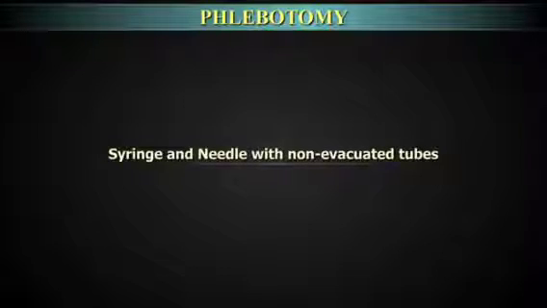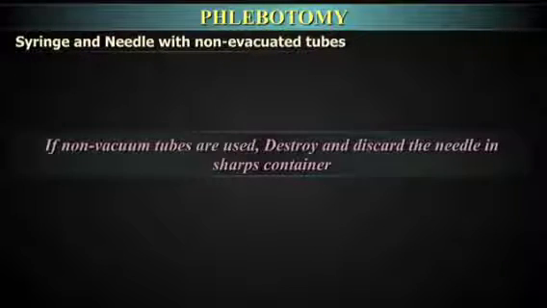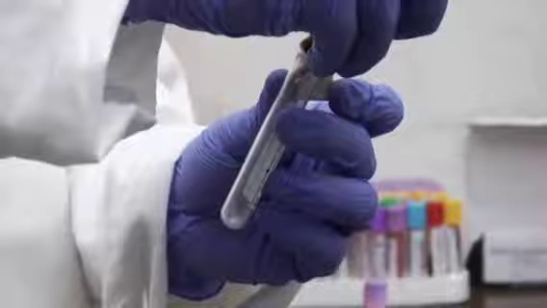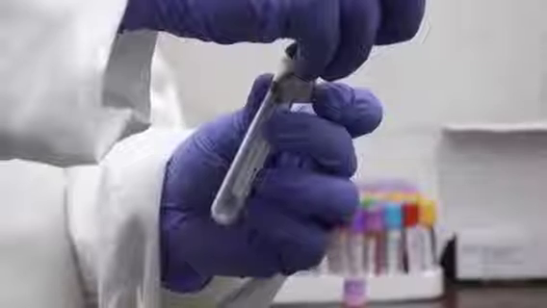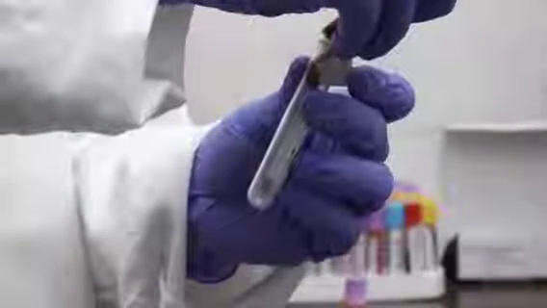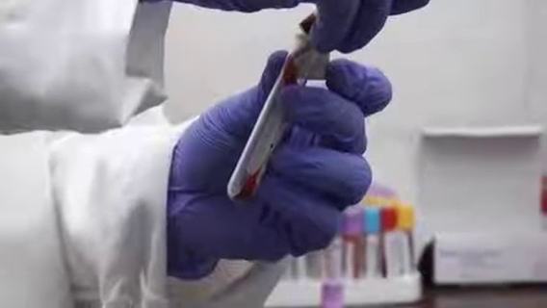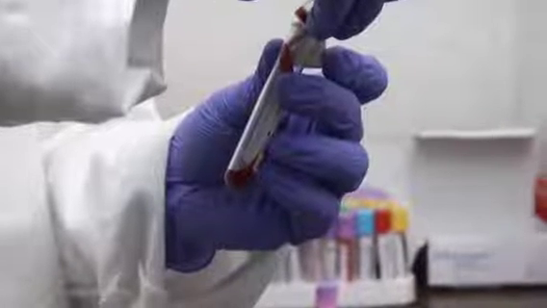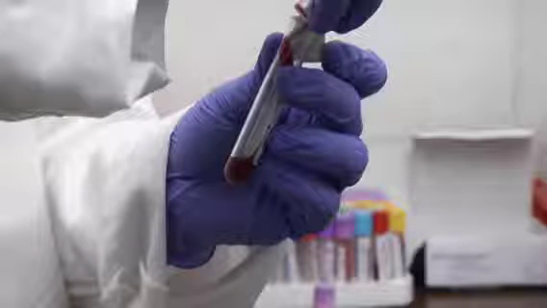When using syringe and needle with non-evacuated tubes, first remove and discard the needle in a sharps container. Now transfer the blood into the non-vacuum tubes. Remove the cap of the container and gently transfer the specimen into it by pushing the plunger. Blood should be allowed to flow smoothly from the side of the walls of the tube while ensuring that there is no froth formation during the transfer process.